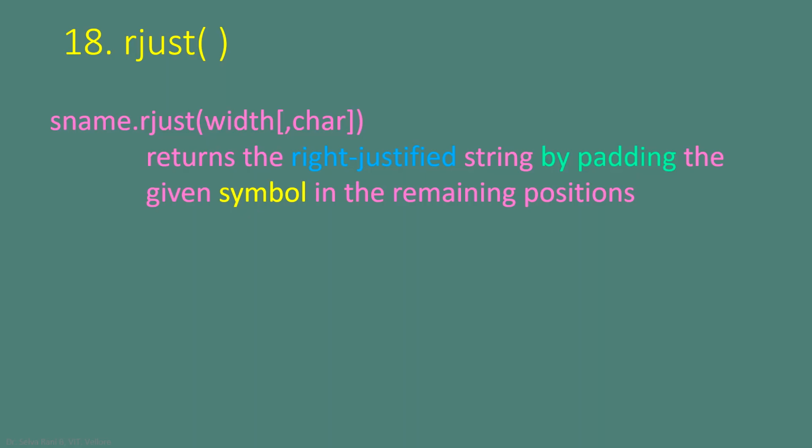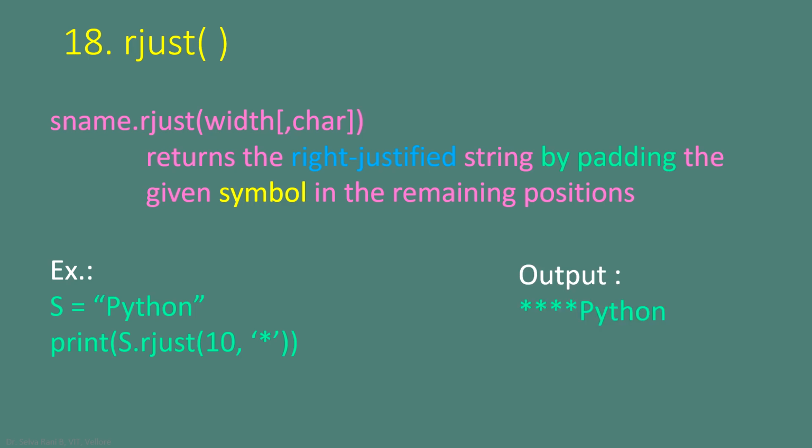Whereas rjust is the method which will return the right justified string by padding the given symbol in the remaining positions. Let's consider the same example. s is equal to "Python", and if we do s.rjust(10, '*'), we are going to get the output as shown on screen. We have Python on the right side, then the remaining 4 spaces are filled with star.